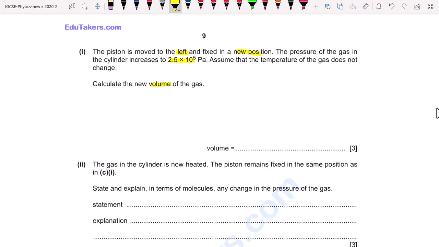First of all, volume is given and pressure is given. And again the piston is moved to the left and then pressure increases and we have to calculate the volume. By using Boyle's law, because here temperature is constant, then we use Boyle's law.